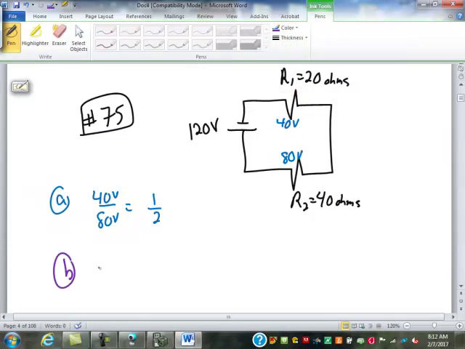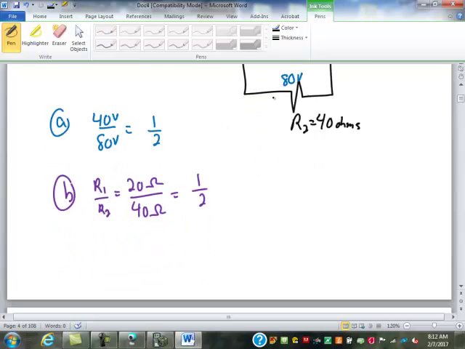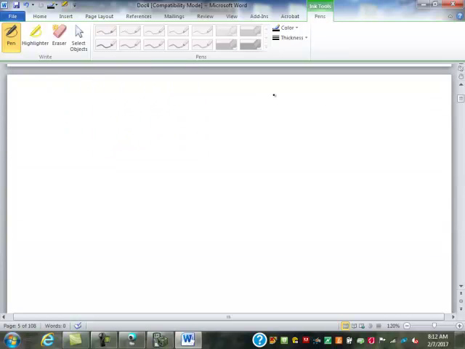Part B, the resistance ratio R1 to R2 is 20 ohms to 40 ohms, which is a 1-to-2 ratio. How are they related? They're the same. So the ratio of the voltage drops is equal to the ratio of the resistances. Number 76 is going to walk you through similar things. I'm going to leave that one as part of your homework.